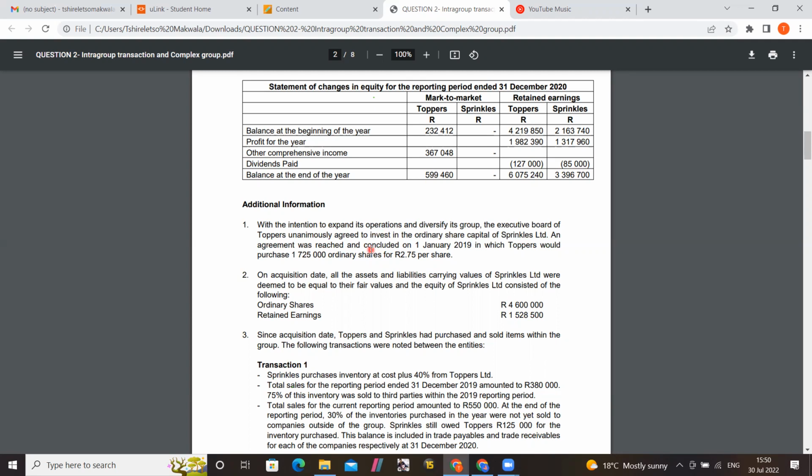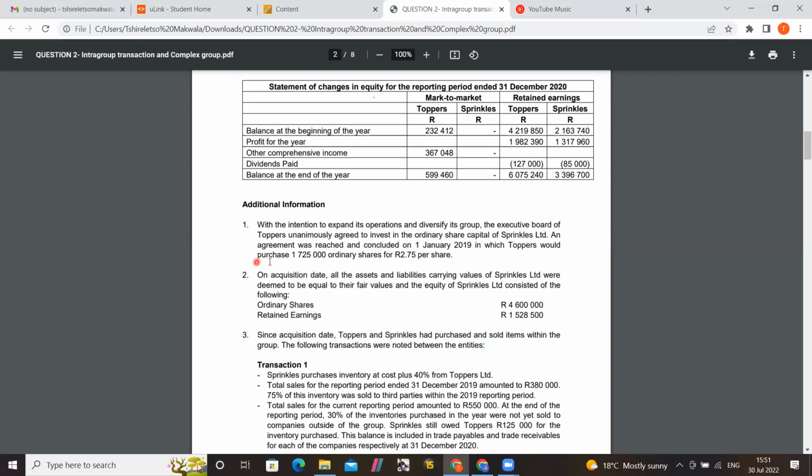1,725,000 ordinary shares for 2 rand 75 per share, right? So what happened at this date, 1 January 2019, what did Topper Limited record? He recorded, firstly, he debited investment in Sparkles, right? Investment in Sparkles, 1,725,000 multiplied by the 2,75, and then we get 4,743,750. So that's the first thing he recorded.